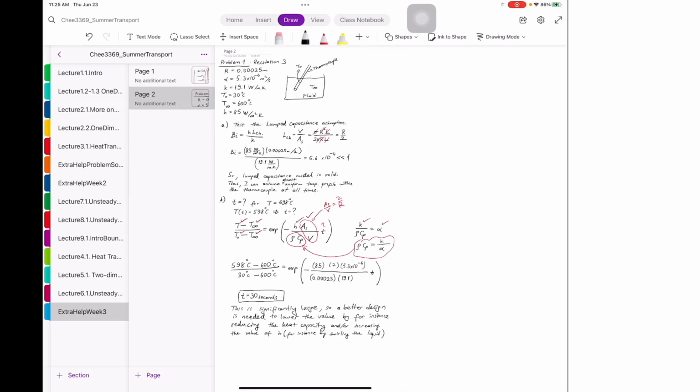So this is one problem we solved, which relates to what we have seen about unsteady state heat transfer, where we were able to do this lump capacitance assumption. Any questions so far?